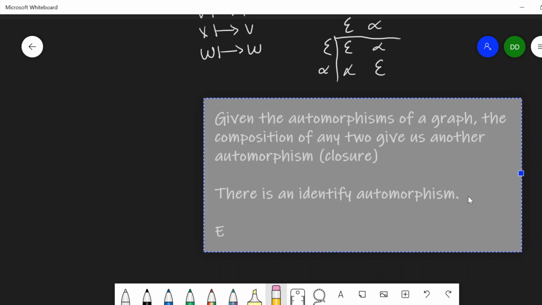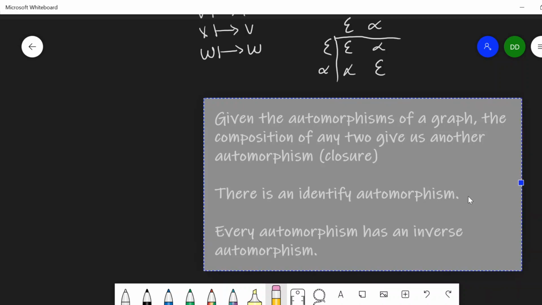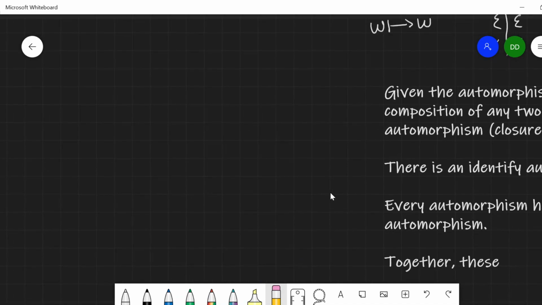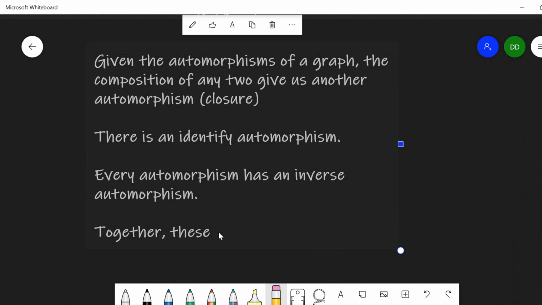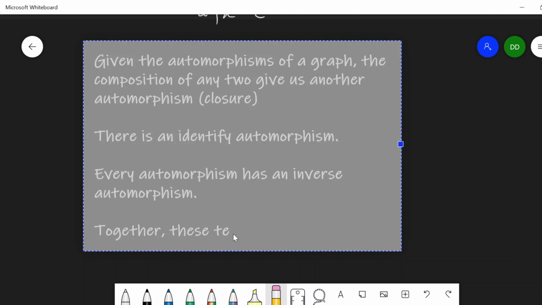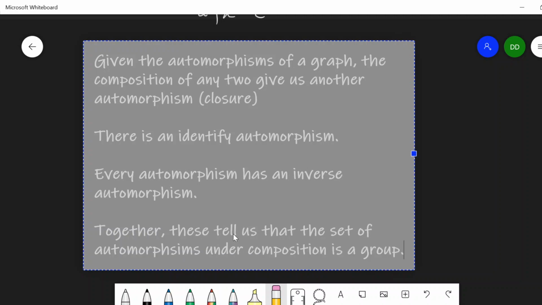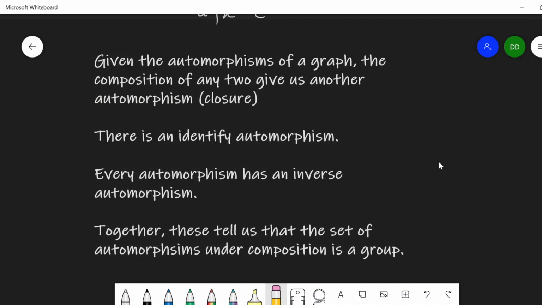And what do we have? Every automorphism has an inverse automorphism. So together, these tell us that the set of automorphisms under composition is a group, right? It's the algebraic structure that is a group.